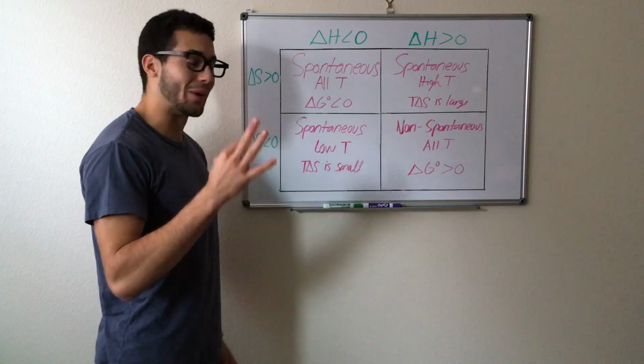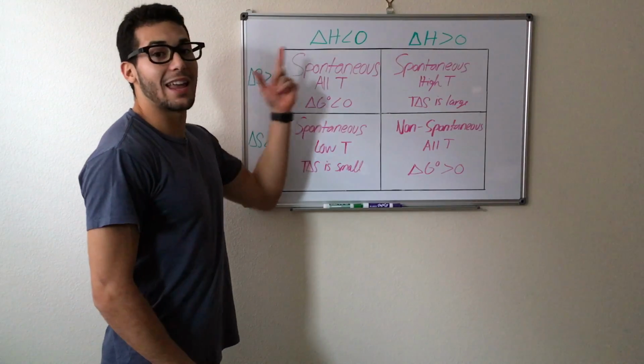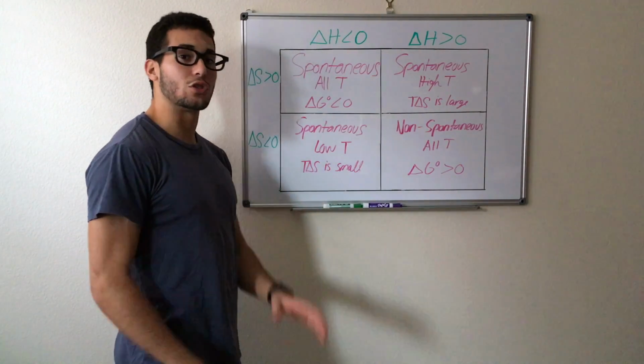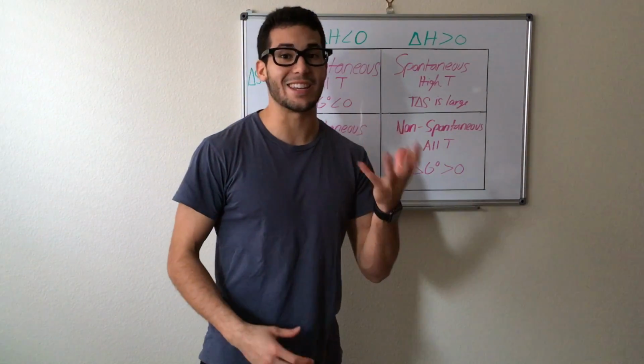In the third scenario, when the entropy is low and the reaction is exothermic, so it's releasing energy, it will be spontaneous only at low temperatures. For instance, with magnesium and dry ice.